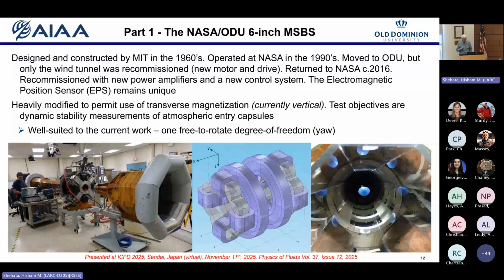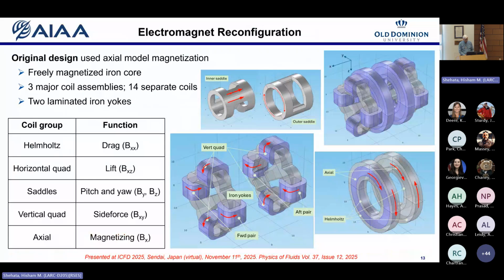The history of that hardware: it was built at MIT. It was brought to Langley in the late 1990s, lived here for about 10 years in building 1230. It was going to be thrown away. I said, no, it's too nice to throw away. I'll take it to ODU, which we did. It lived at ODU for about 10 years, was never fully recommissioned. And then it was brought back to Langley on loan to support some of this capsule dynamic stability work. And it continues to chug along.